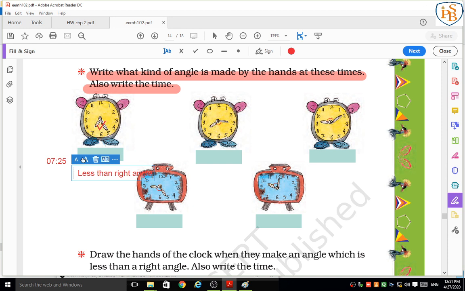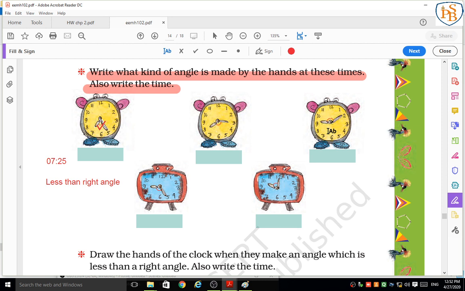Okay, understood? Your answer is what? Less than a right angle. Like that, can you write the answer for all the images? Yes, I will help you. What is the time here? 8:15. And here the angle, this hour hand is your baseline. Then the angle made over here, the minute hand is on number 3. Then is this angle a right angle, less than a right angle or more than a right angle? Correct, more than a right angle.